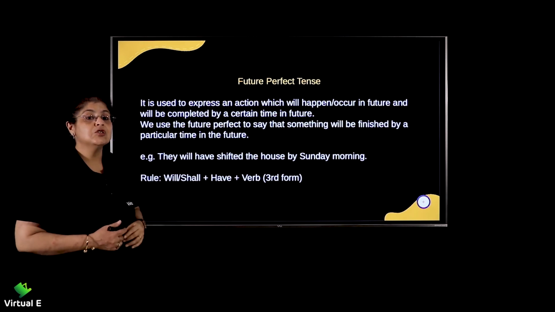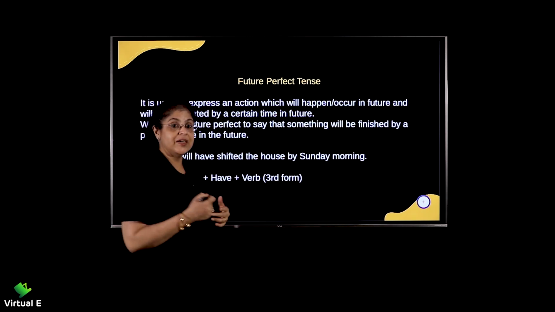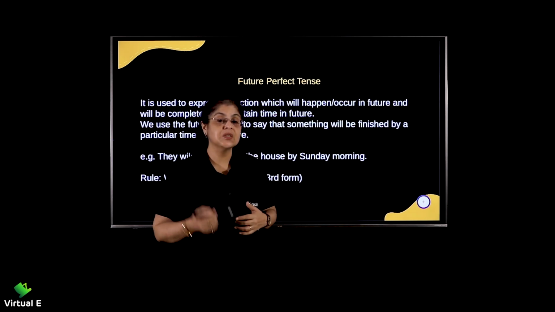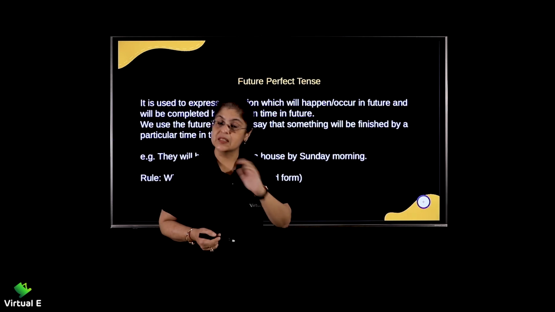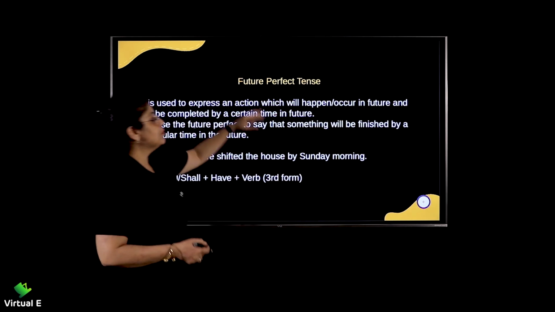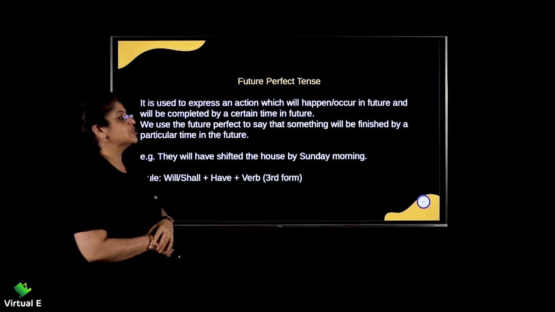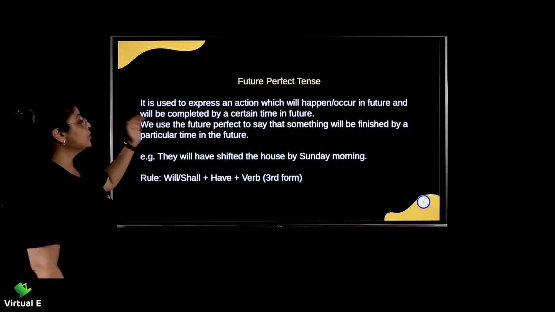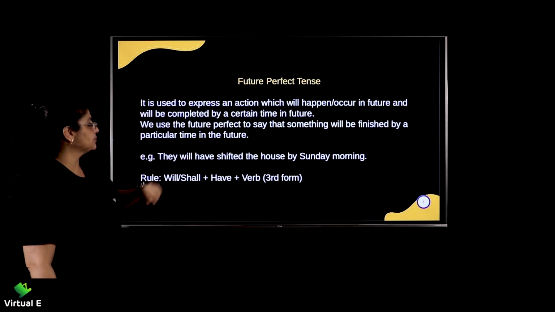Moving further to the future perfect tense. We spoke of the present perfect, where it was has and have. I'm repeating the keywords: has, have plus verb 3. We spoke of the past perfect, had plus verb 3. Now we move to the future perfect. It is used to express an action which will happen in the future and will be completed by a certain time in the future.